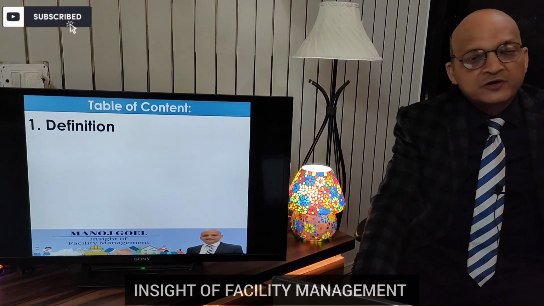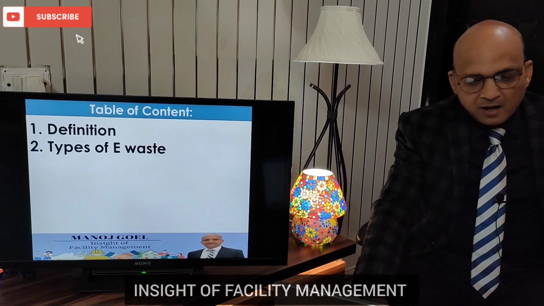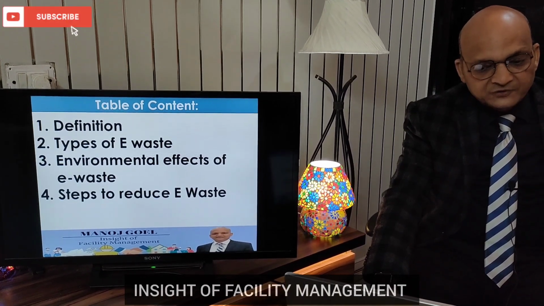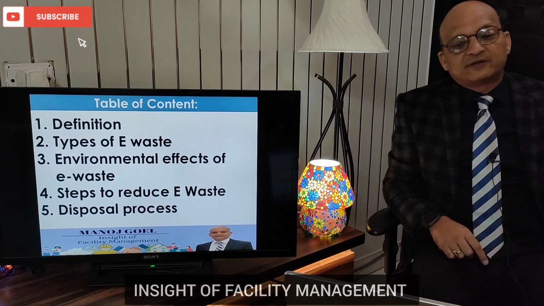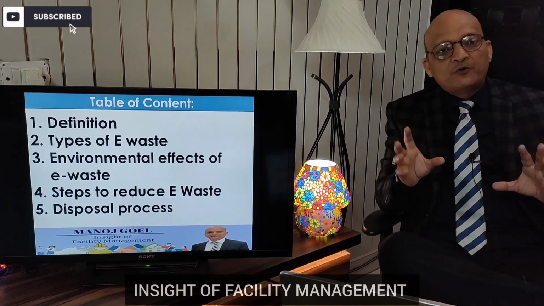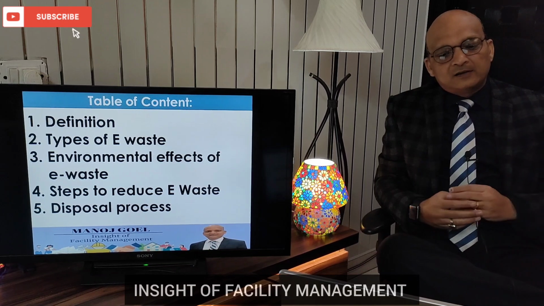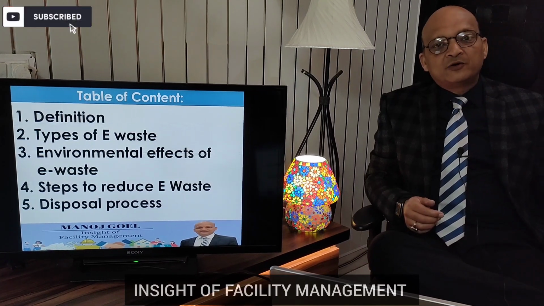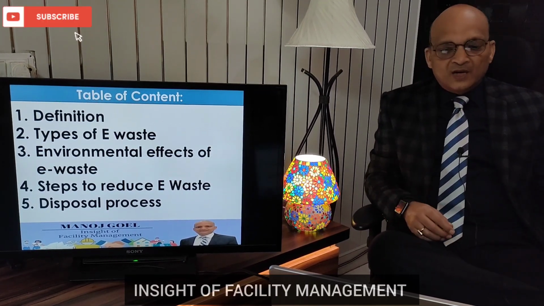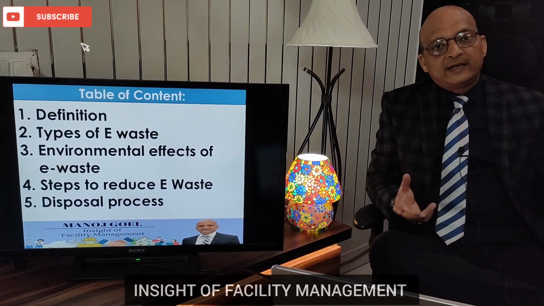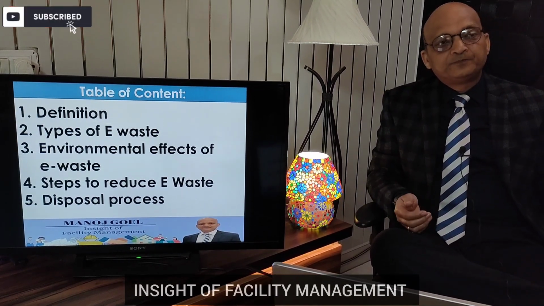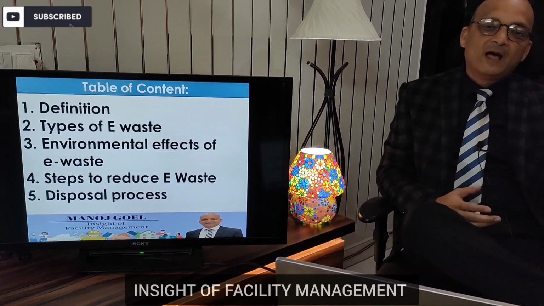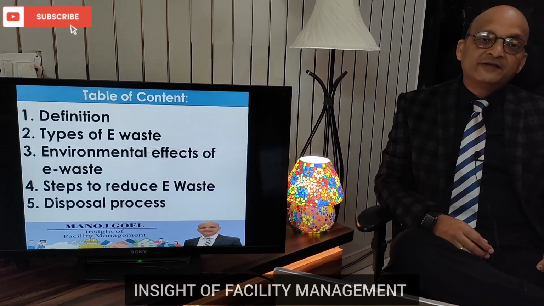So the table of contents: what I am going to discuss about e-waste today is its definition, types of e-waste, environmental effects of e-waste, steps to reduce e-waste, and the disposal process. These are the 5 main components that we are going to discuss today. The effects of e-waste may be known to all, but somehow people are ignorant about it. And what steps do we follow at our offices to reduce e-waste? And mind you, there are very interesting ways that you can reduce e-waste. And last but not the least is the disposal process.